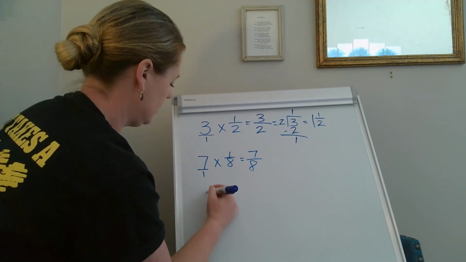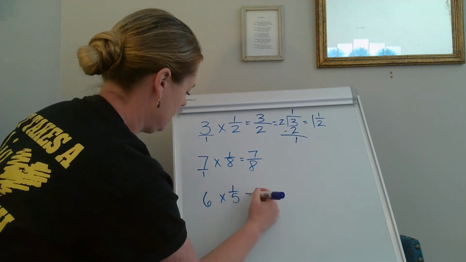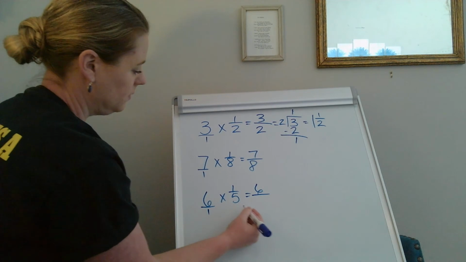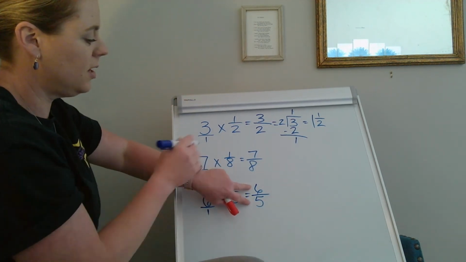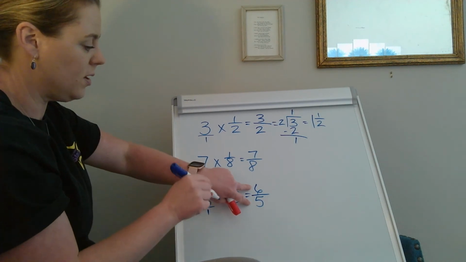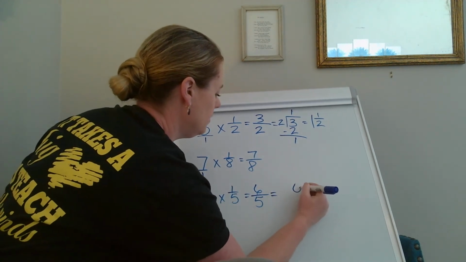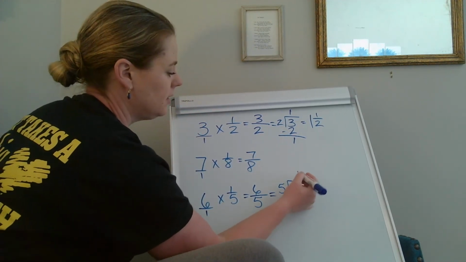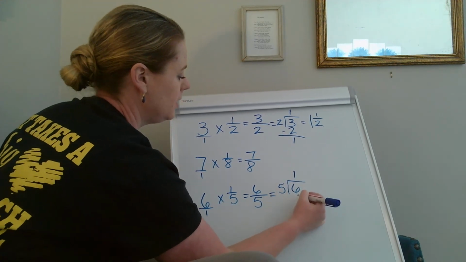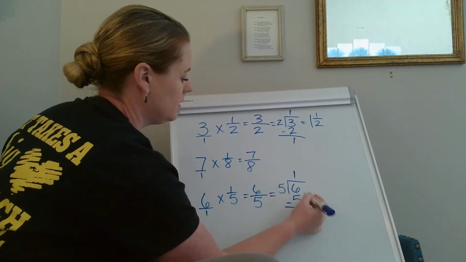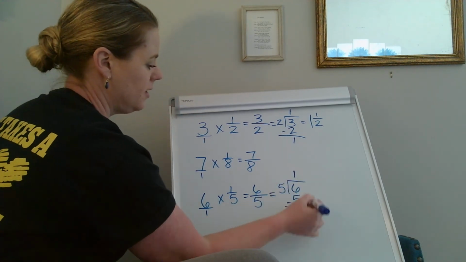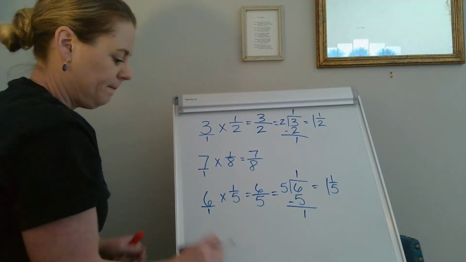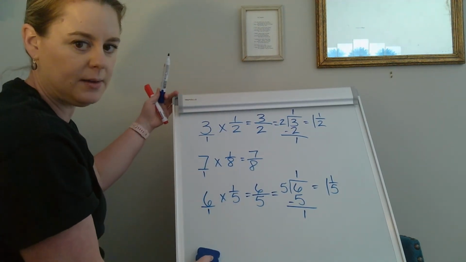I can do one more down here, can't I? 6 times 1/5 equals, 6 times 1 is 6. 1 times 5 is 5. Numerator is greater than the denominator, so that's greater than 1 whole. So that's 6 divided by 5. 5 goes into 6 1 time. 5 times 1 is 5. And we subtract. So we have 1 and 1/5. Okay, so that one's greater than.